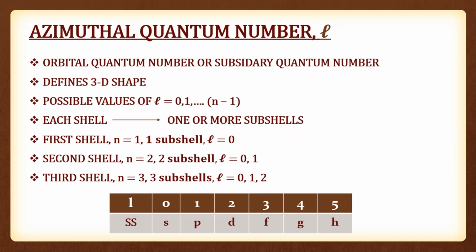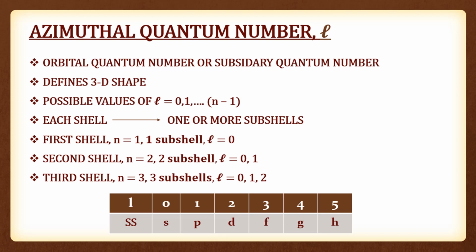The next quantum number is the azimuthal quantum number or L. It is also known as the orbital angular momentum or the subsidiary quantum number. The azimuthal quantum number L defines the 3D shape and the angular momentum of a particular orbital. For a given value of n, the possible L values are 0, 1, 2 all the way up to n minus 1. Each shell consists of one or more subshells or sublevels.